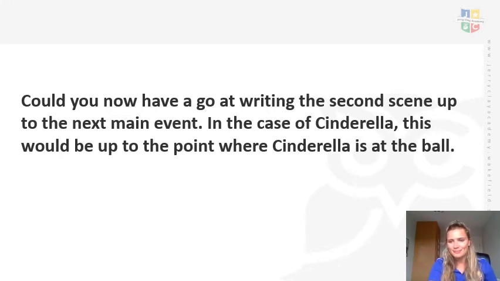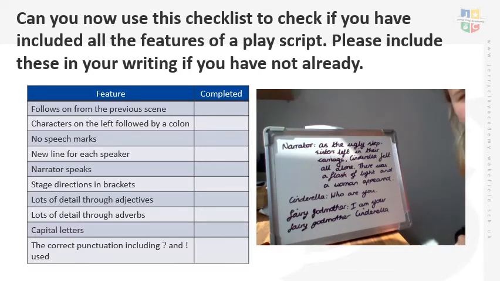That would be brilliant. So once you have finished that, I would like you to critique your work. So using this checklist, see if you have included all the features. So I'm going to first of all read what it says. So the first one, follows on from the previous scene. So you'll have to read your previous scene to see how it finishes, to see if your starting narrator follows on. If it does, give it a tick.